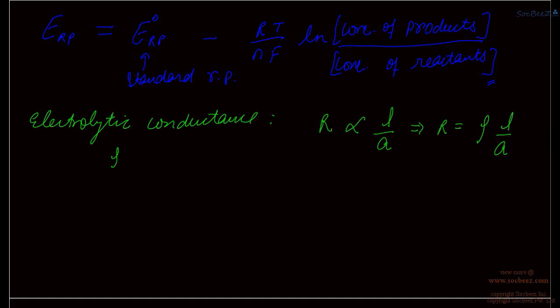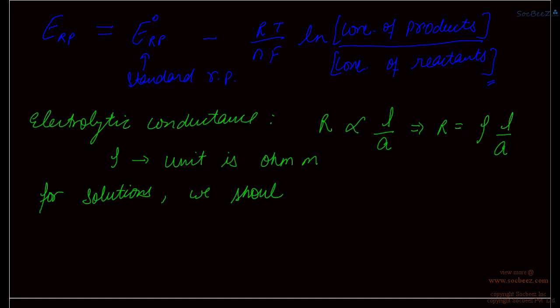The unit of rho: the unit of resistance is ohm, the unit of length is meter, and the unit of area is meter squared. So from here we get the unit of rho as ohm meter. Now for solutions, it is more convenient to think about conductance rather than resistance. Okay, so for solutions, we should think about conductance.